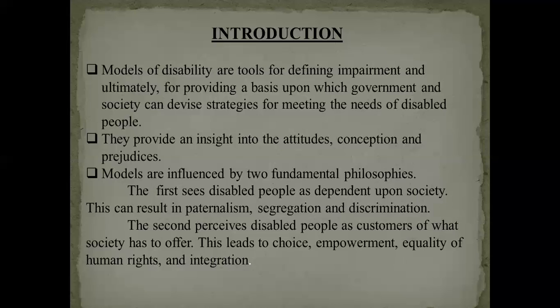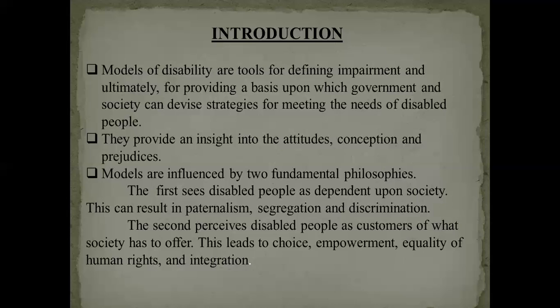Paternalism means that the person has to depend upon the father or the mother's income, or property, or whatever it is. They are always dependent upon their parents. And when it comes to segregation, we see disabled people as someone abnormal or very different from us. We are segregating them, and there's some discrimination as well. So that is the first philosophy of the model.